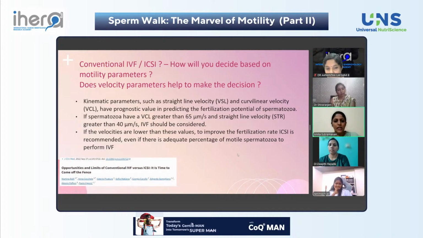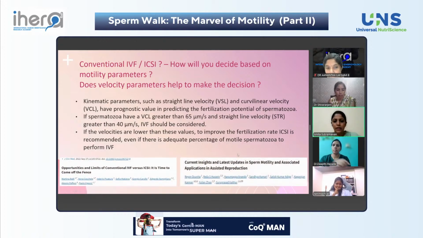Okay, so the literature says that kinematic parameters like straight line velocity and curvilinear velocity are very important to decide between IVF and ICSI. If the VCL is greater than 65 micrometers per second and the VSL is greater than 40 micrometers per second, then IVF can be considered. So with respect to velocity, this is what the literature says. Anything lower than this, ICSI is the recommended method so that you maximize your success.